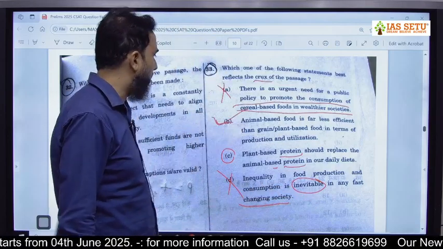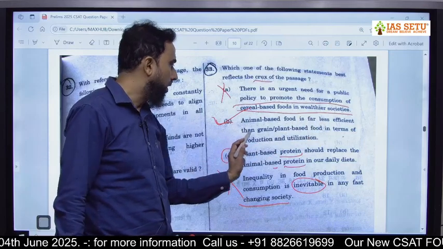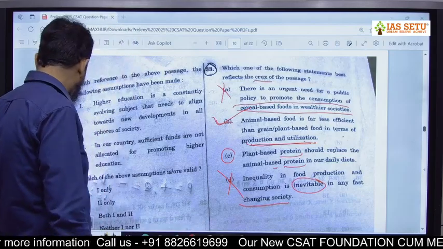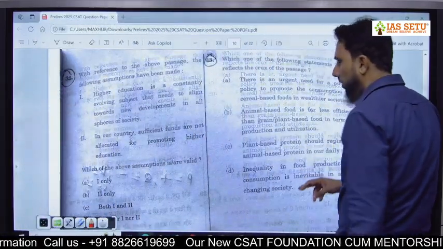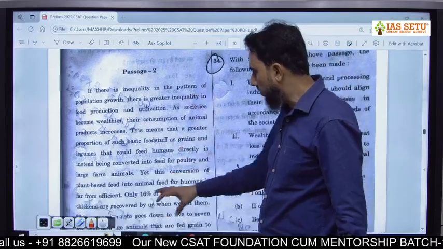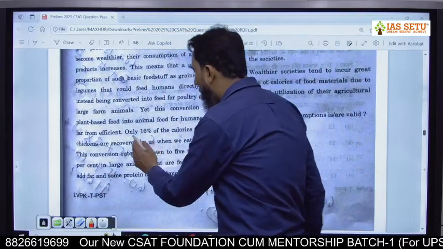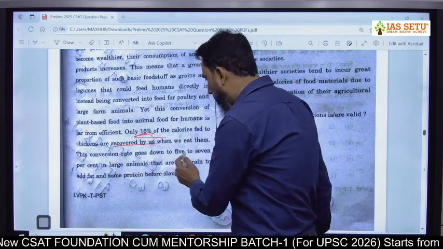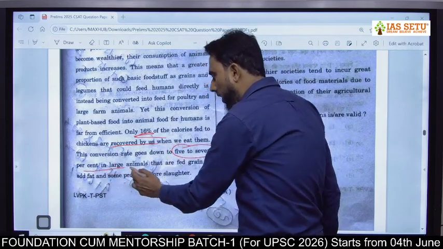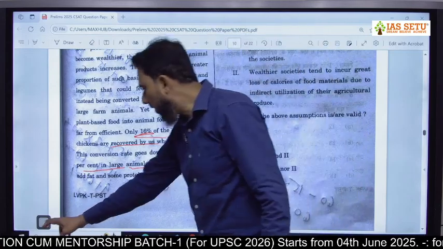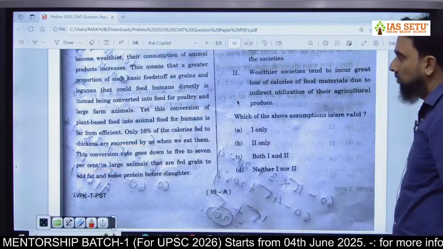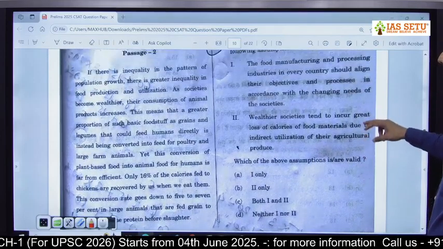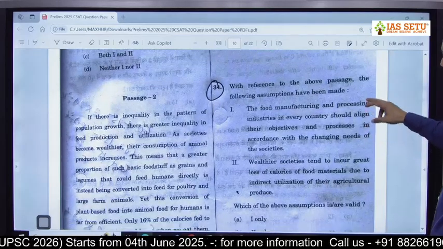B is the best option. Animal based food is far less efficient than grain or plant based food in terms of production and utilization. Absolutely correct, and the data support is given there: when we consume these animals, only 16% of the calories fed to chickens are received by us. This conversion rate goes down to 5 to 7% only in large animals, right? So they are being fed plants, legumes and grains, but that is not serving the purpose because human retention of the nutrients is far lower.